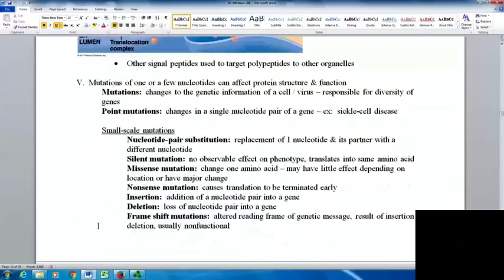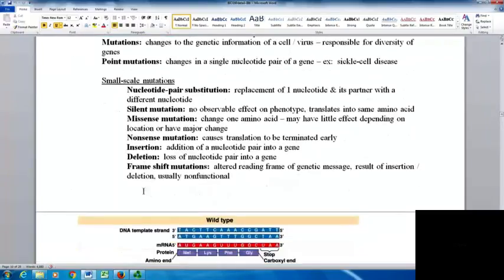So in this process, some things can go wrong with mutations. Mutations of one or a few nucleotides can affect a protein structure and function. Mutation is just a change to the genetic information of a cell or a virus. This is responsible for the diversity of the genes. A point mutation is going to be just a single nucleotide pair of a gene that is going to be changed. This can have a pretty profound effect, like sickle cell disease. So our small-scale mutations we can look at here.